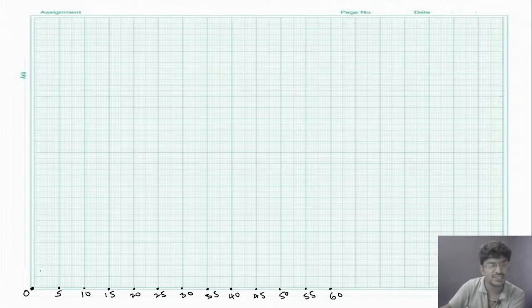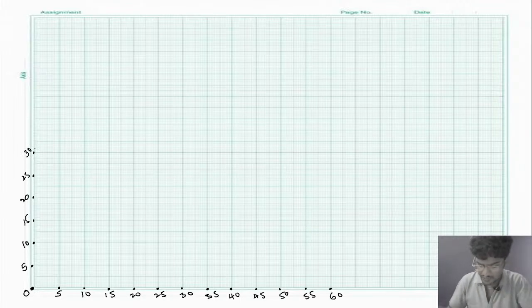Okay. Next, here this is 5, this is 10, this is 15, 20, 25, and this is 30. So be careful while drawing the graph. You take the correct points and draw the graph. Okay, see the first line.